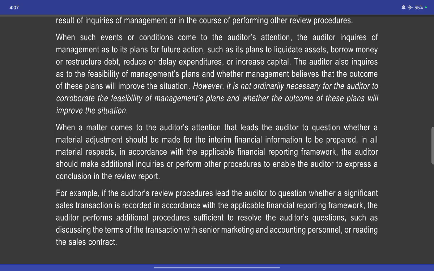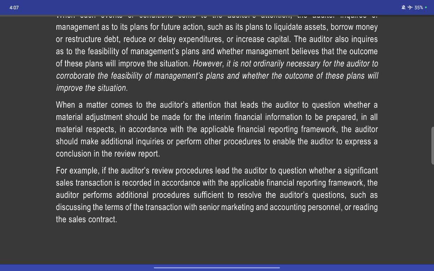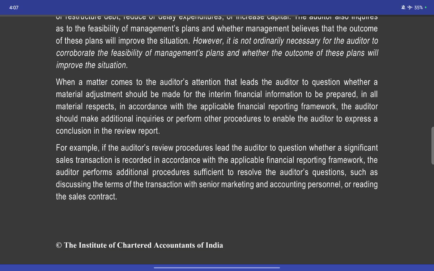When such events or conditions come to the auditor's attention, the auditor inquires of management as to plans for future actions, such as plans to liquidate assets, borrow money, restructure debt, reduce or delay expenditures, or increase capital. The auditor also inquires as to the feasibility of management's plans and whether management believes the outcome of these plans will improve the situation. However, it is not ordinarily necessary for the auditor to corroborate the feasibility of management's plans and whether the outcome will improve the situation.